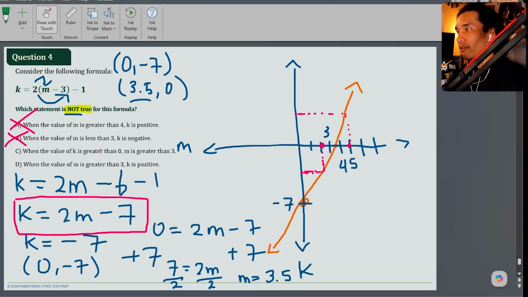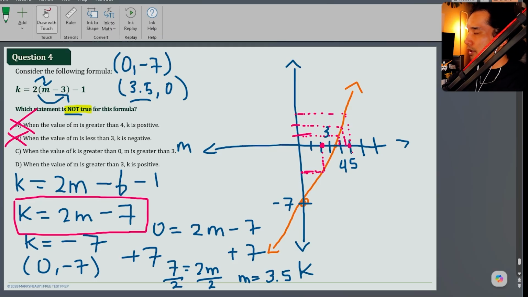Now, when the value of K is greater than 0, so we have the K axis, greater than 0, we could choose 1. And then let's go ahead and go over here, and then go down, and just eyeballing it, we could see that it's a little bit above 3.5, making this a true statement. M is greater than 3 when K values are greater than 0. If we chose 2, we see here that this value is definitely going to be greater than 3.